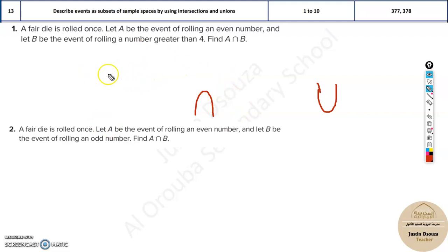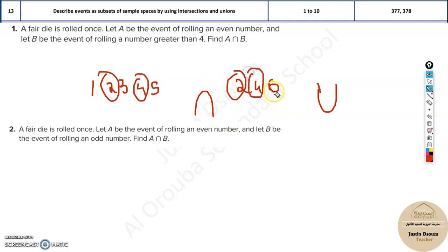Now imagine I have 1, 2, 3, 4, 5, and here I have 2, 4, 6. What is there in both of these sides? The common terms, you can see, are 2 and 4. These are the intersection between these two. They are repeated in both.